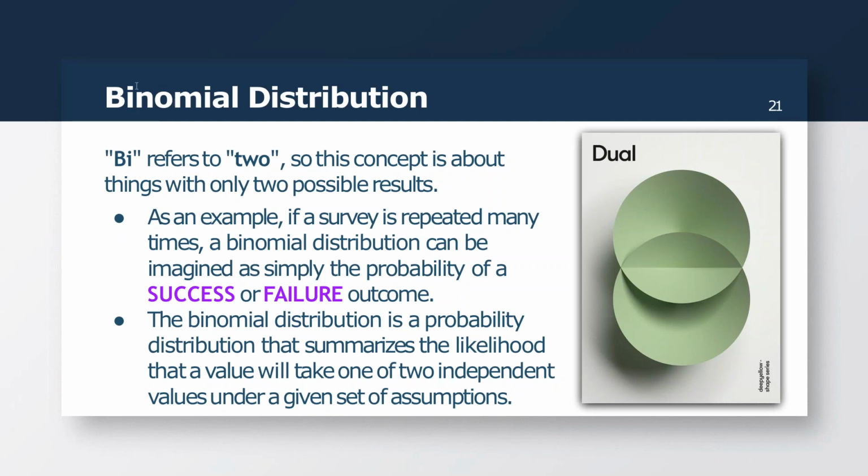So one example of distribution is binomial distribution. Okay, bi refers to two, which means any data which has only two possibilities. Like success, failure, heads or tails, married or unmarried, male or female. That is what binomial distribution means. So if you have data like that, the distribution would be like this, binomial, right? The binomial distribution is a probability distribution that summarizes the likelihood that a value will take one of the two independent values under a given set of assumptions.